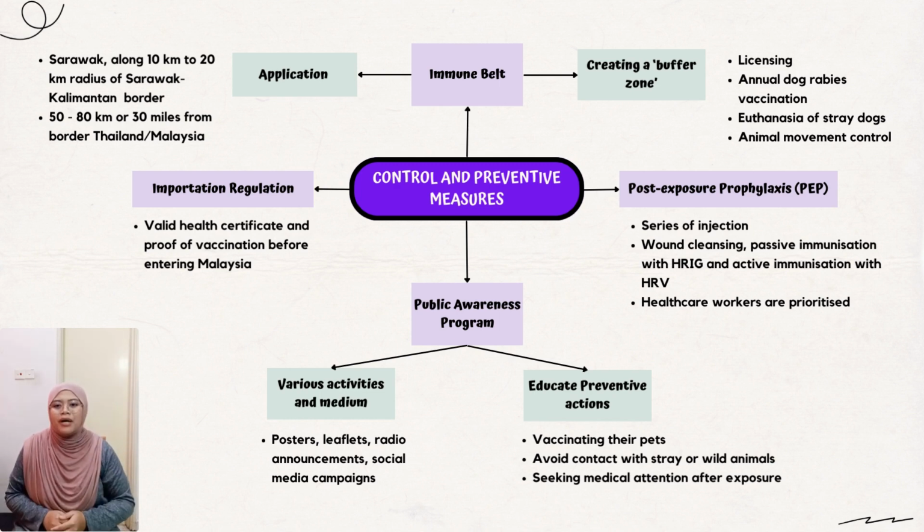The third measure is the public awareness program, which aims to educate people about rabies and its prevention using posters, radio, and social media, which teach preventive vaccination. We want people to know how to protect themselves and their pets from rabies.